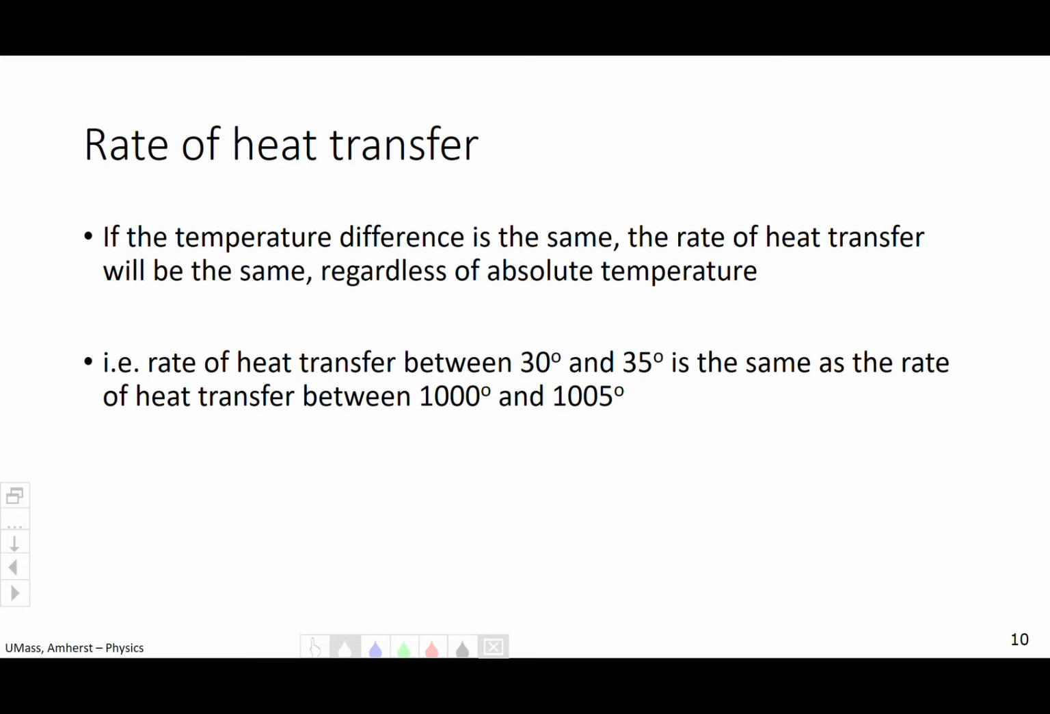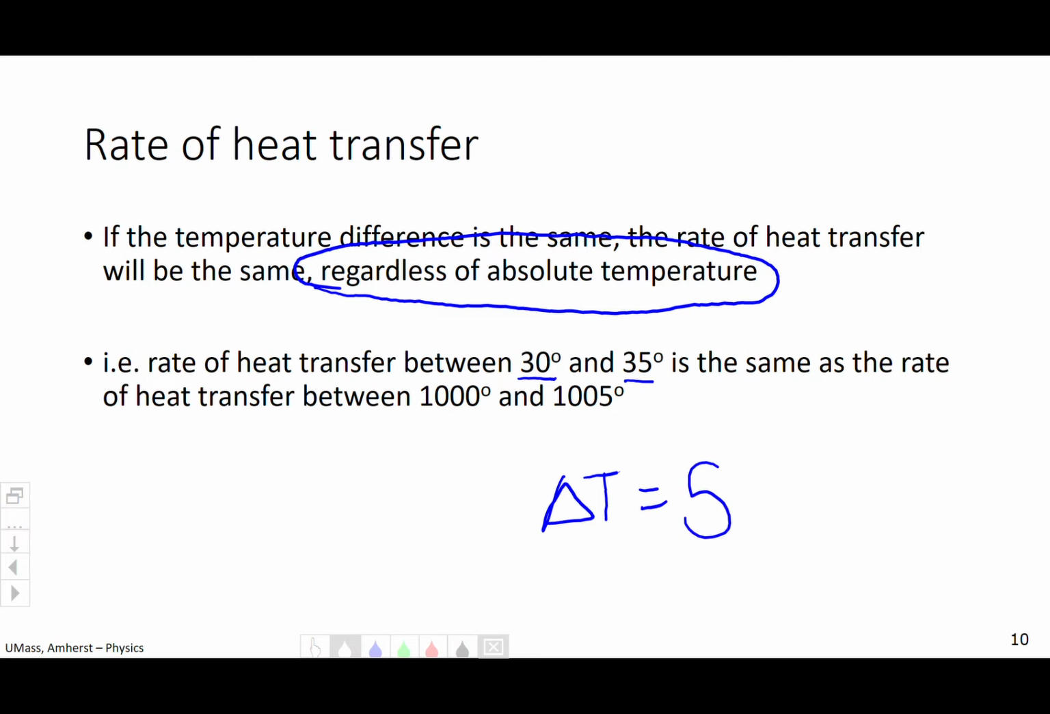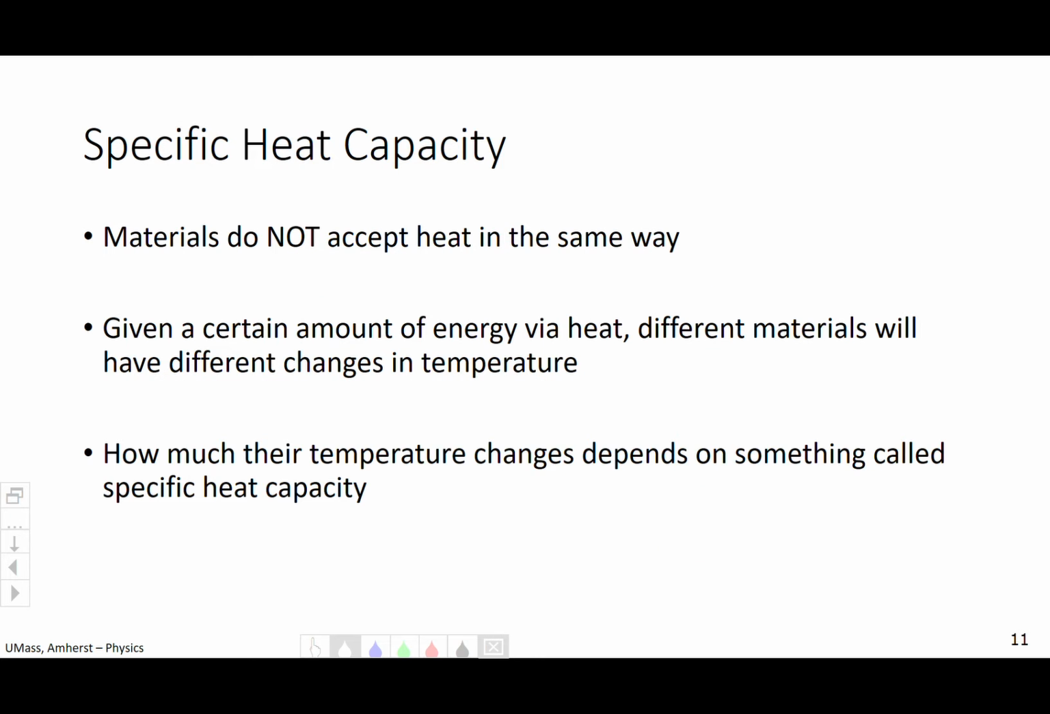And again, regardless of the absolute temperature, this is going to happen. All that matters is the difference. So the rate of change, the rate of transfer between 30 degrees and 35 degrees, that delta T is 5 degrees. That's the same as 1,000 and 1,005. It's still only a 5-degree difference. So the rate of heat transfer between these two situations is going to be exactly the same.